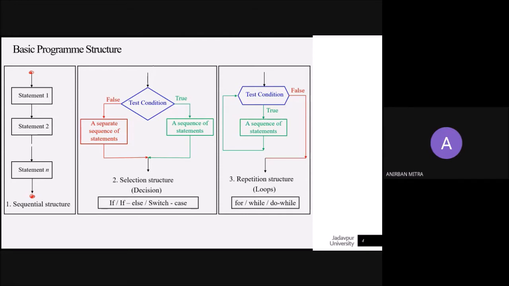Similarly, for the selection structure, the control comes from here. There is a test condition depending on whether it's true or false. One of these two branches will be followed and it will go out from this side. For repetition structure, once the test condition evaluates to true, it follows this circuit and executes for a specified number of times, that is called iterations. And once it gets a false answer, then it moves out of the loop and to the next statement. So that is what is known as the normal control flow.